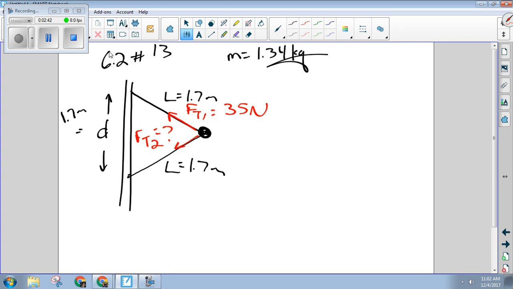So what's your knee-jerk reaction? What should we do? Split them up by components. We want to make a free body diagram for the ball, right? Okay, so let's do that. So here's the ball. So my force of gravity is 1.34 G. Yes?